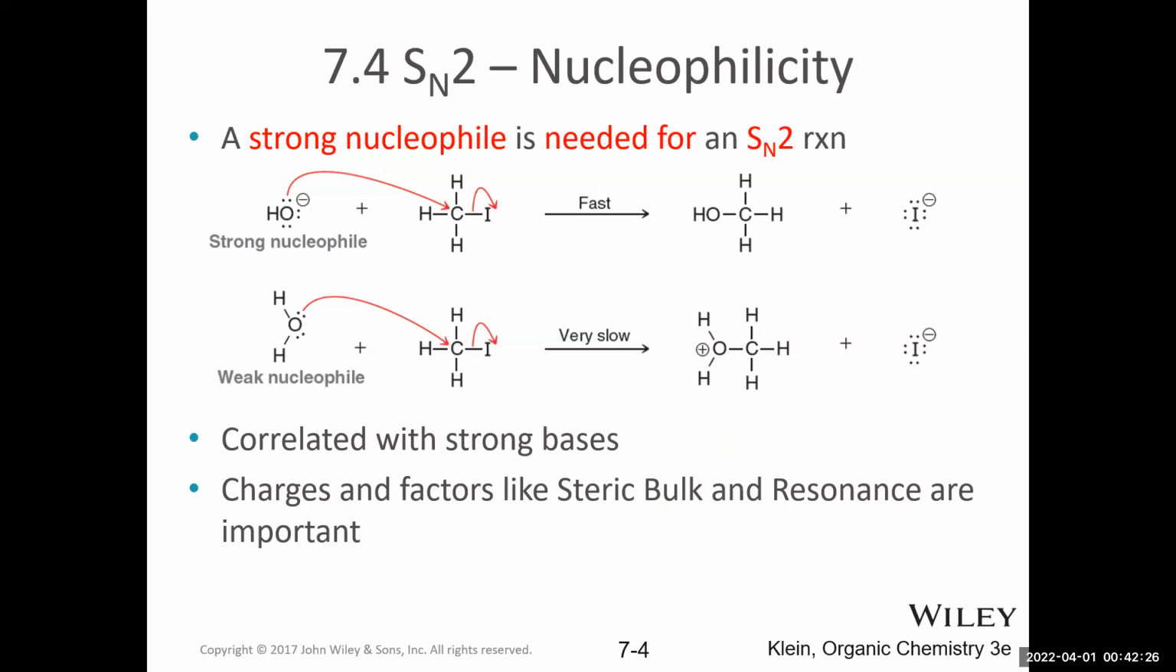So because the nucleophile is involved in the rate determining step, we need a strong nucleophile for an SN2 reaction. So here are some examples. Hydroxide is considered a strong nucleophile. It has a full negative charge on an oxygen atom, compared with water, which is a weaker nucleophile because it only has a partial negative charge on its oxygen atom.